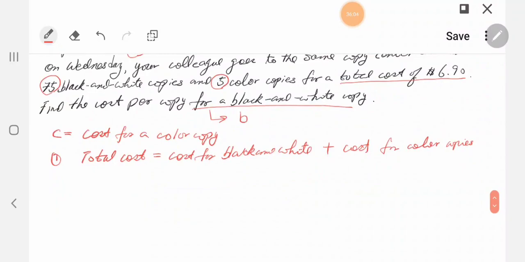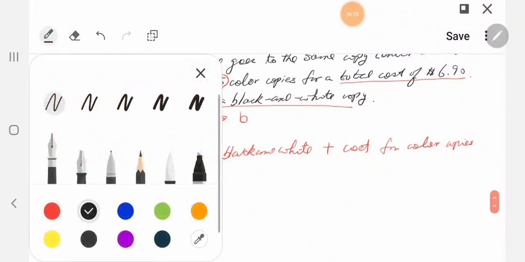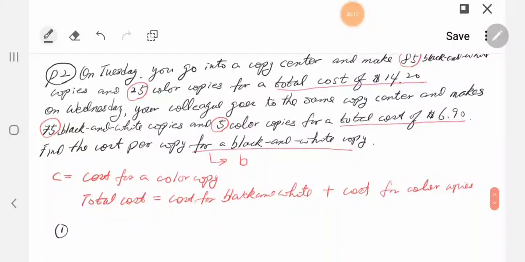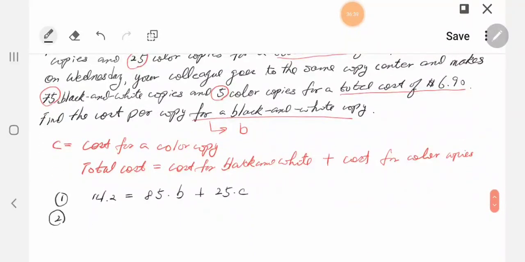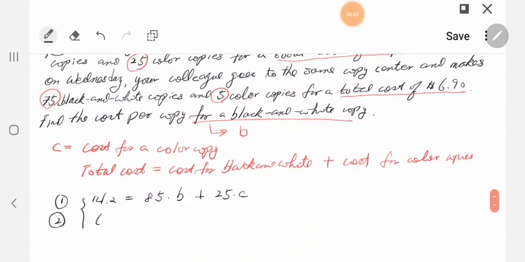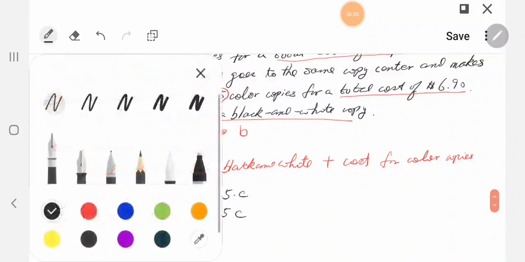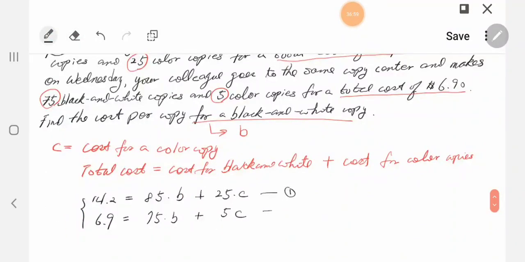So from this, the first equation is: the total cost for the first copies is $14.2, and he made 85 black and white copies, so multiply 85 by the cost per each black and white copy. Also he made 25 color copies, so 25 times C. That's the first equation. The second equation: the total cost is $6.90. This includes 75 black and white copies, so 75B, plus 5 color copies. So we made two equations, equation 1 and equation 2.